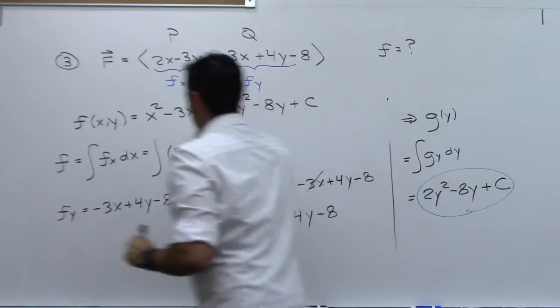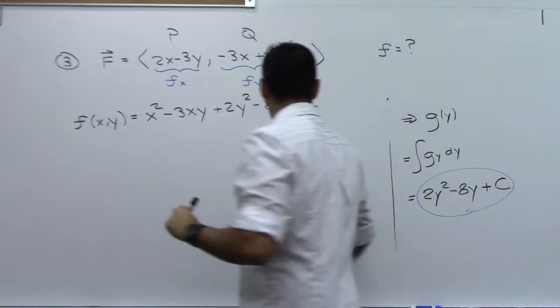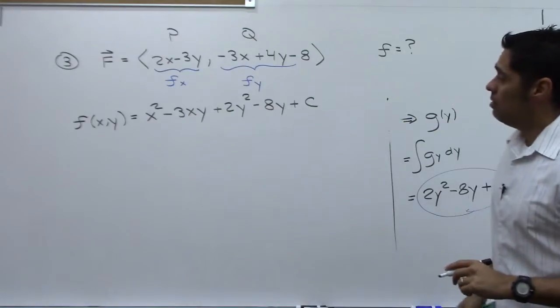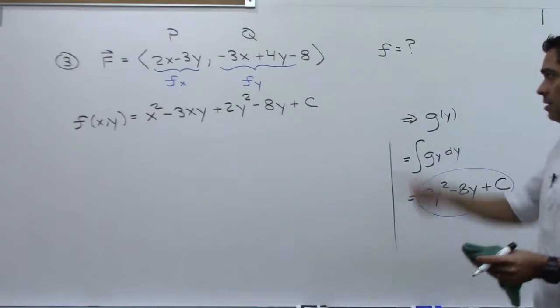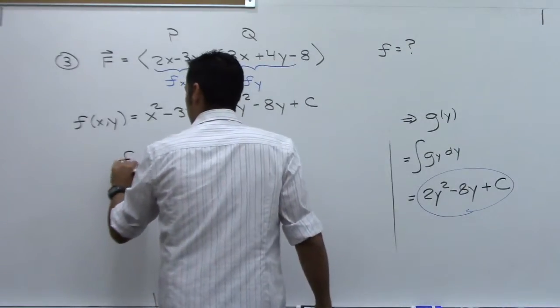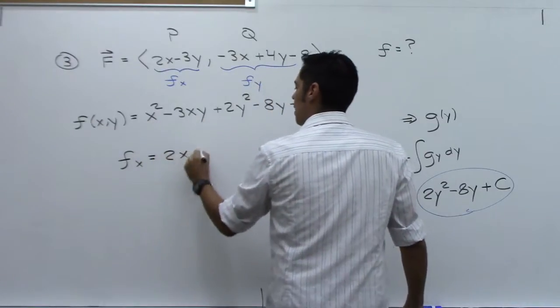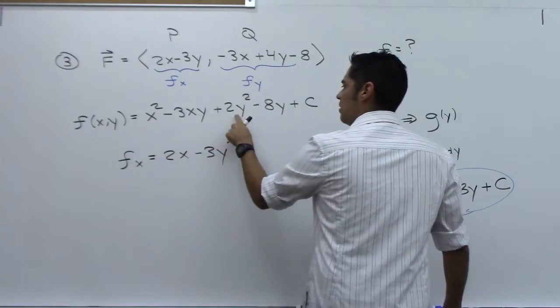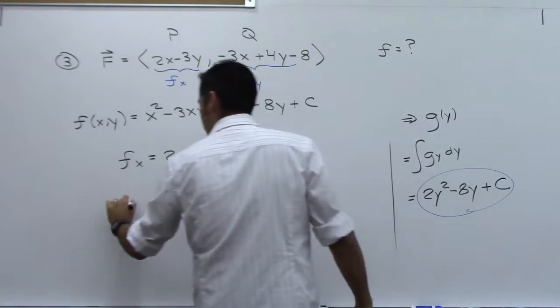And the good news is that we can check our answer. So I'm claiming that this is the scalar function that when you take its gradient, you get that vector field. So let's try it. What's the partial of this with respect to x? So 2x here minus 3y with respect to x, 0, 0, derivative of a constant is 0. So that's the partial with respect to x.